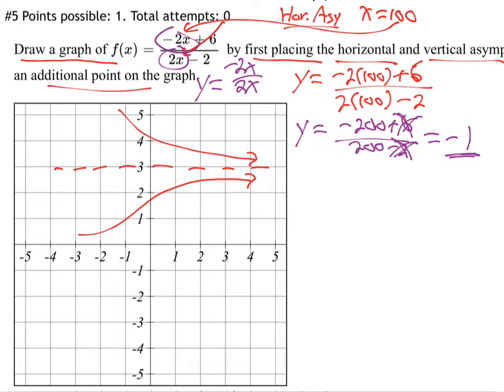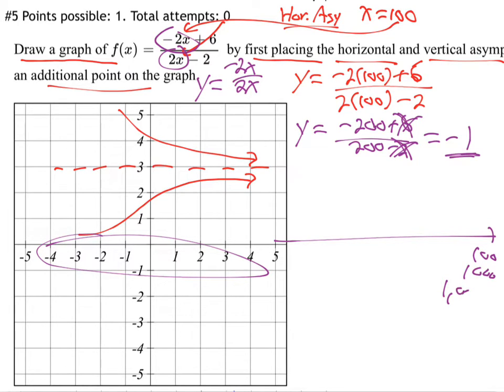All the terms matter if you're right in this area close to 0. But if you're going way over to the right, 100, 1,000, a million, way off to the right, heading towards infinity, when you plug in a super big x number like that, the 6 and the minus 2 drop off. All that matters is the most powerful term on the top and the bottom. These x's cancel, and so do the 2's. It's negative 1. Y is going to get really, really close to negative 1.